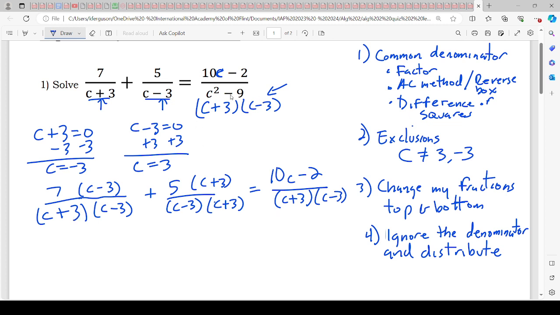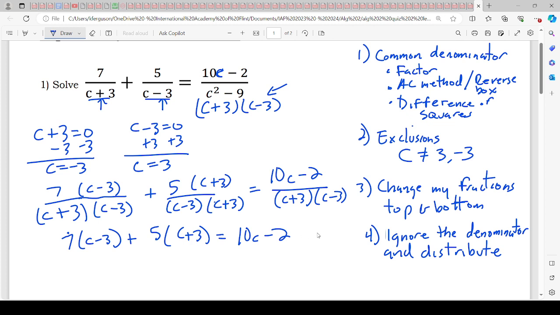I actually like multiplying everything and canceling off my denominators and just being left with the top. But that seemed to be more difficult, so we're just going to keep the denominator and we're just going to ignore it. So now I'm going to look at the top. I have 7 times (c minus 3) plus 5 times (c plus 3) equals 10c minus 2.